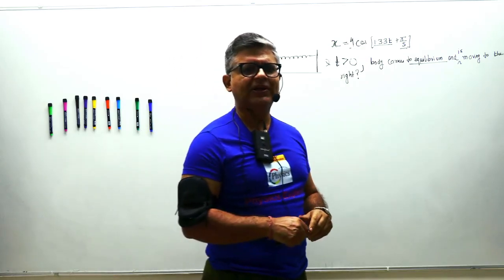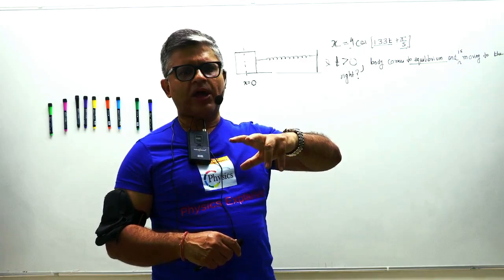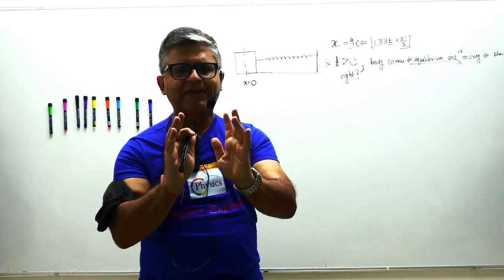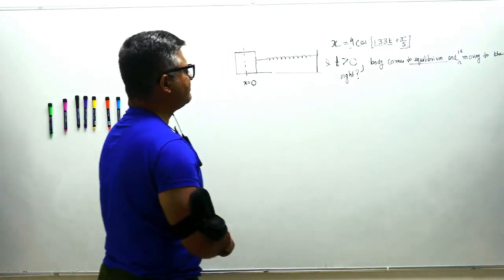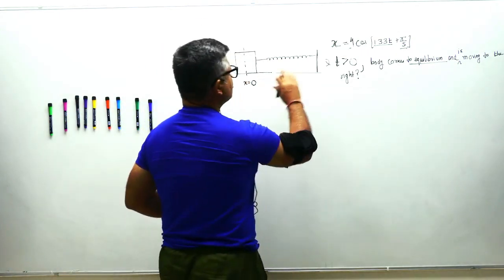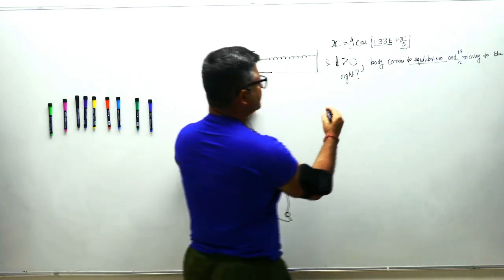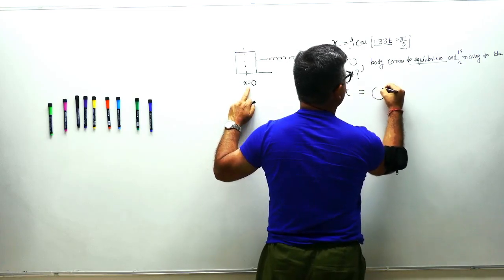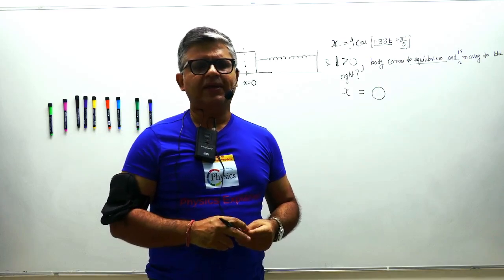We will try to understand this concept of being in equilibrium and then moving rightward or leftward. Very, very important, very interesting question. Stay with me and keep listening. Now let's talk about this. What is equilibrium? Equilibrium means the body is at x equal to 0. That's your equilibrium condition.